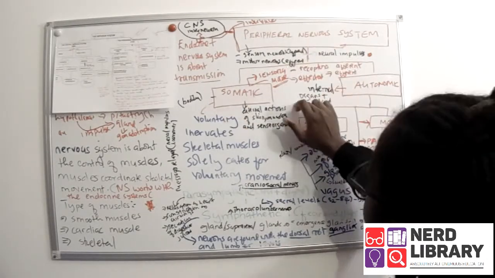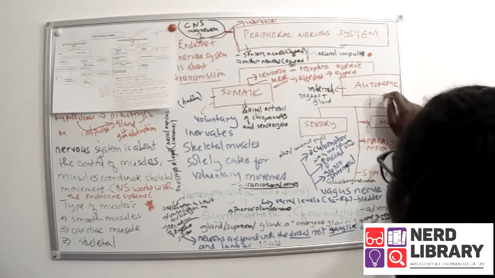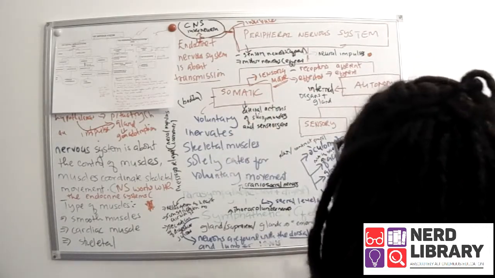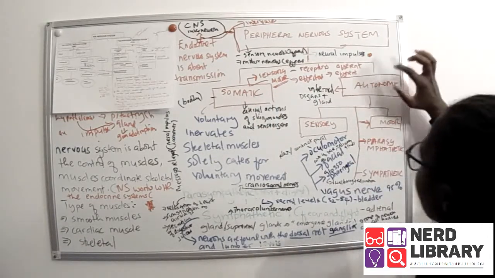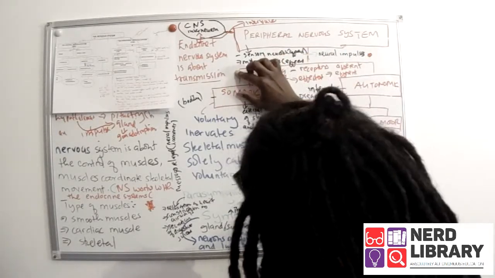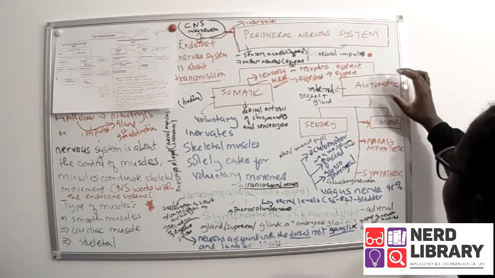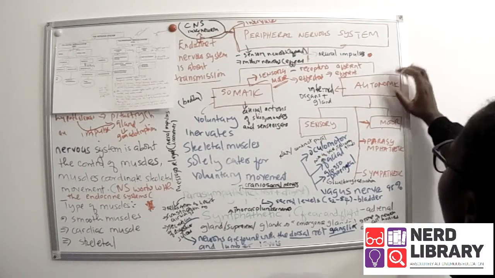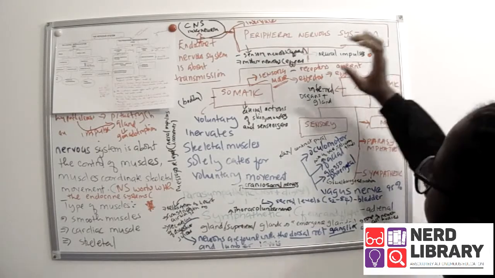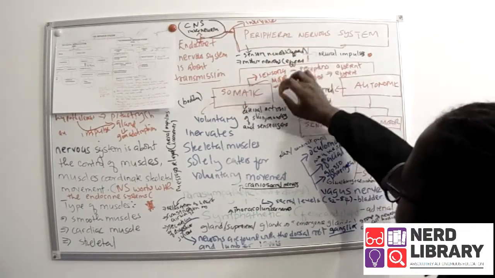Your peripheral nervous system is made up of the somatic nervous system and also the autonomic nervous system. There's a third one that we shall get into, but for now I just want us to look into the autonomic nervous system and the somatic nervous system. So basically what we want to start off with is to try and understand the definition. How do we define your autonomic nervous system, and how do you tell it apart from the somatic nervous system?